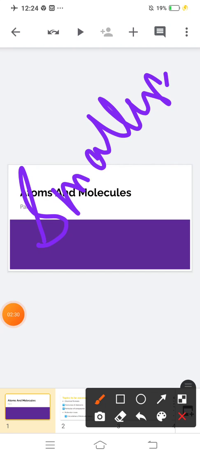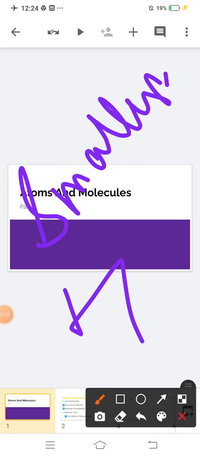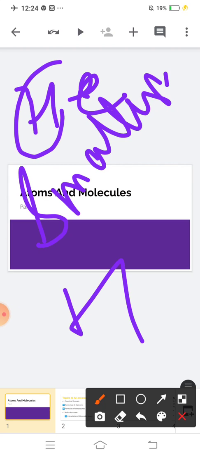For example, if I ask you to write hydrogen, how will you write it? H. If I ask you to write helium, how will you write it? He. Clear? Your first letter will always be capital and the second letter will be small. Is this clear?